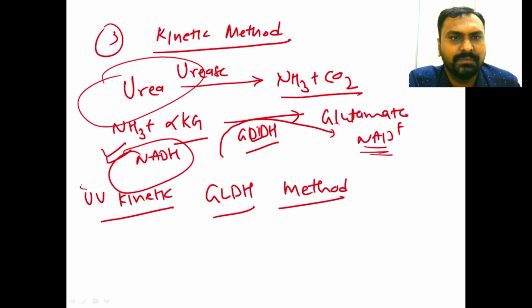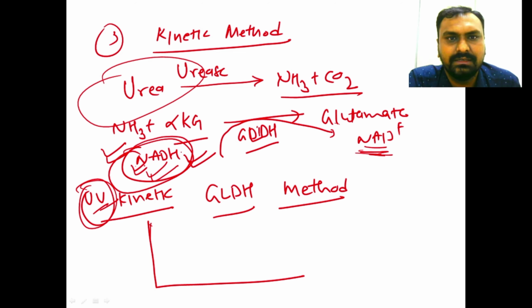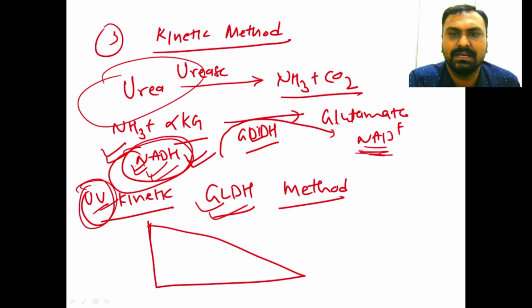Here, in the presence of UV light, NADH is converted to NAD. This NADH absorbs the UV light, and it is consumed during the reaction. That's why the absorbance is decreasing. Okay, so this is the UV kinetic GLDH method for estimation of urea.